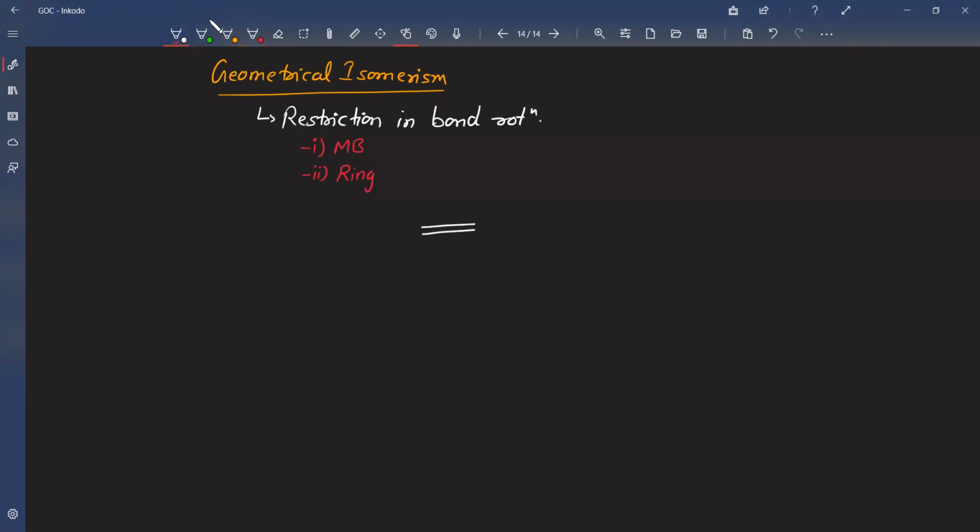What this actually means: suppose there is a multiple bond like this. There is a carbon here and a carbon here, and each carbon has two more valencies to satisfy. Now this can be anything. It can be chlorine, maybe hydrogen and chlorine. Because of the double bond, rotation about it is not allowed. Why? Because there are two bonds, one is sigma and one is pi.